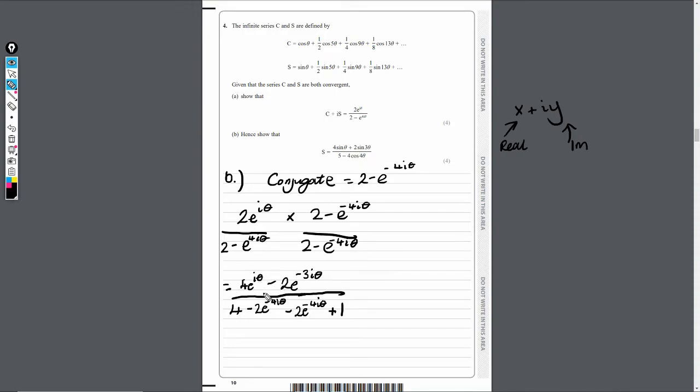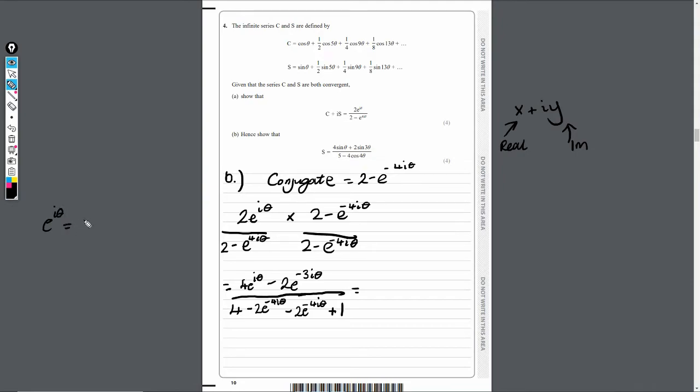And what I'm going to do is change back from my exponential form and get it in terms of sine and cos from my c and my s. Okay, so if I do that, hopefully I might have just about enough room. Doing the numerator first, so 4e to the i theta. Remember, we wrote down e to the i theta.